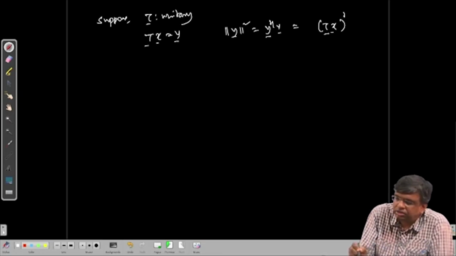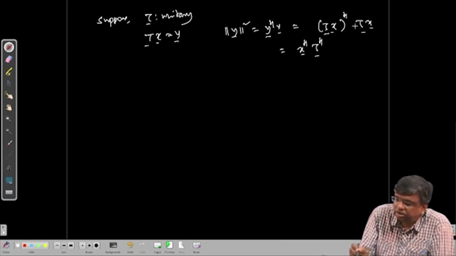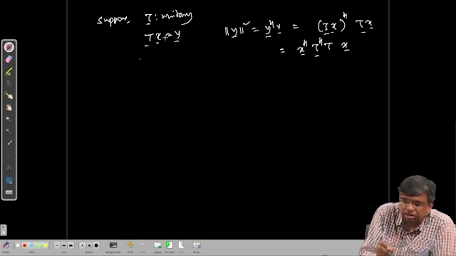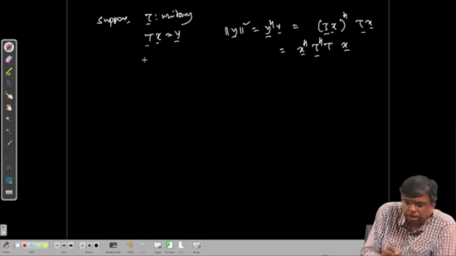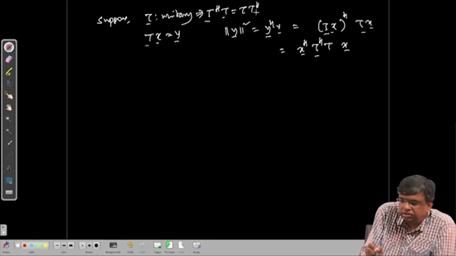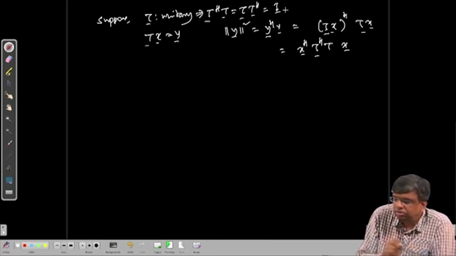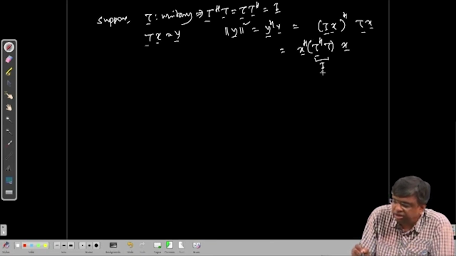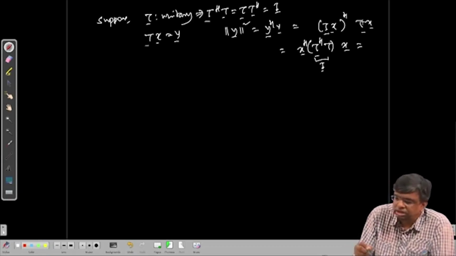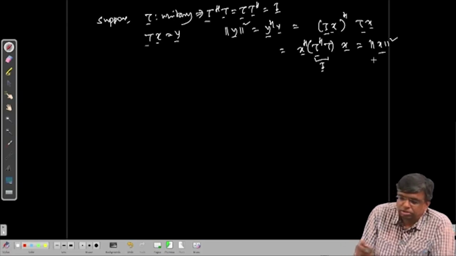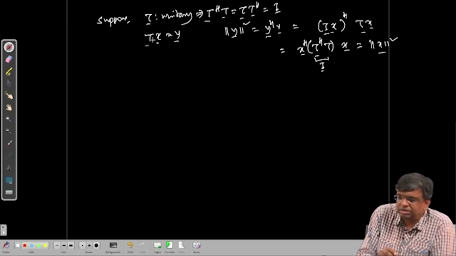it becomes (Tx)H and again Tx. So it is XH, TH, then T X, but T is unitary, meaning TH T and T TH are identity. So this THT is the identity matrix. Identity matrix times X is X, and XHX is back to the norm square. So if Y is obtained from X by applying a unitary matrix on X, then the norm square of Y and the original norm square of X remain the same. So unitary matrices preserve norm. It can change a vector X to Y, but the length does not change. This is another property.